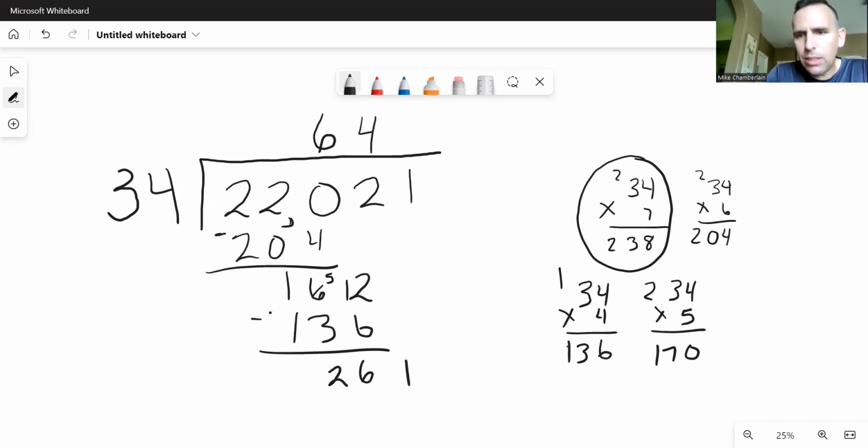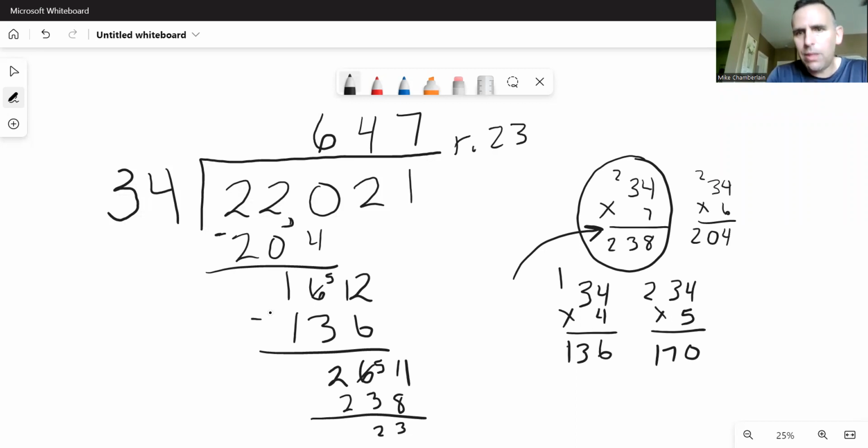And now maybe we can see why this thing that I've circled over here is very important. I can see that 238 is going to come in handy. So if I already know that 34 times 7 is 238, I can figure out my remainder to this problem is 23. So my answer is 647, remainder 23.